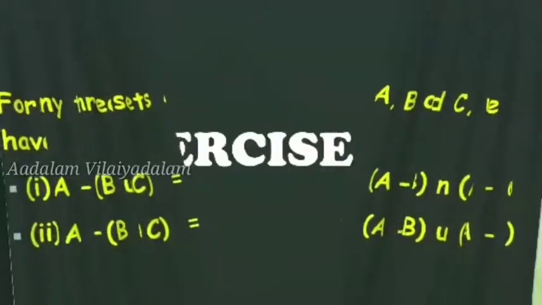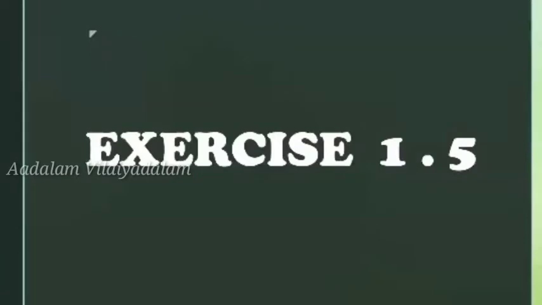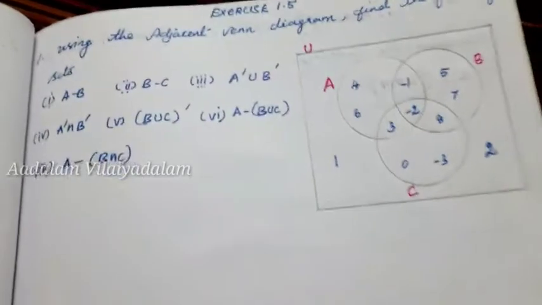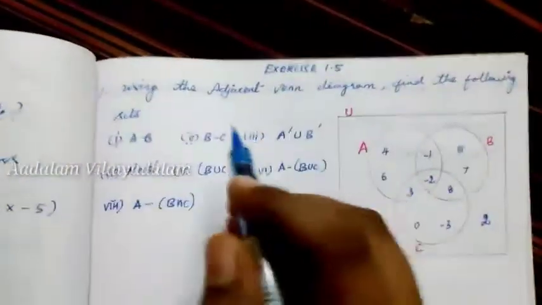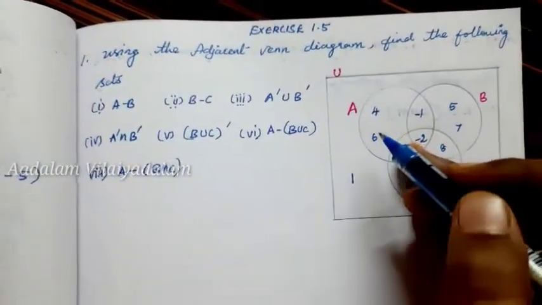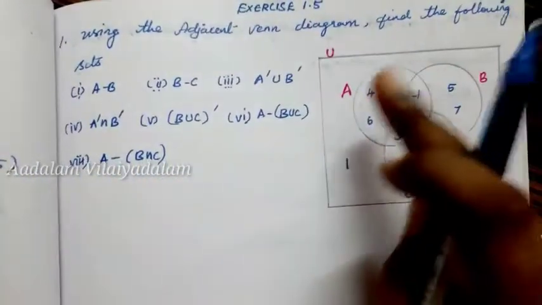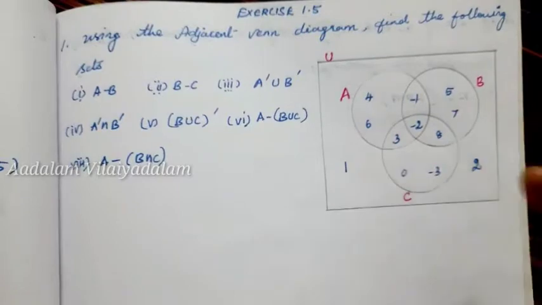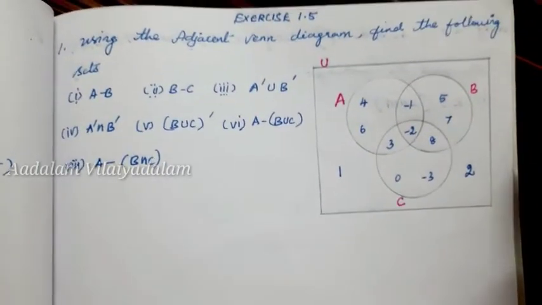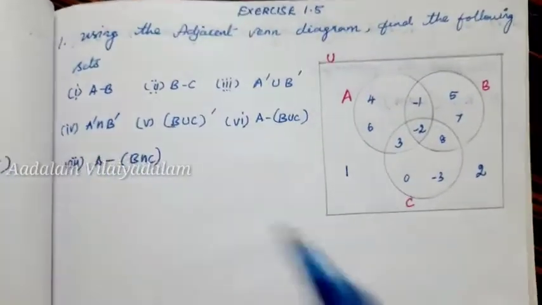Now, to practice a few problems, let's enter into the exercise. Exercise 1.5. Using the adjacent Venn diagram, find the following sets. So here they have given the Venn diagram, that is A, B, C. The sets are given. Now we need to find A minus B.